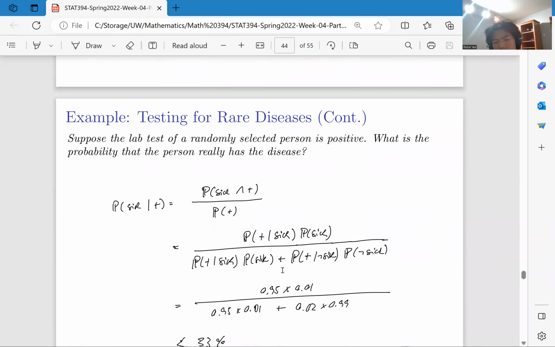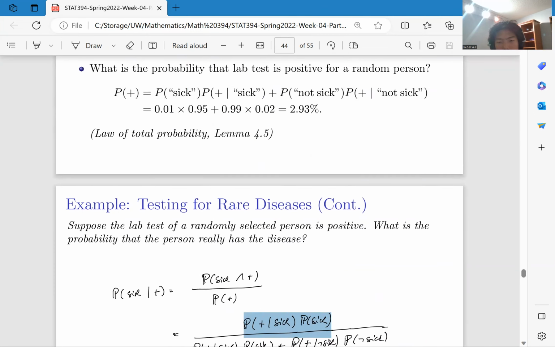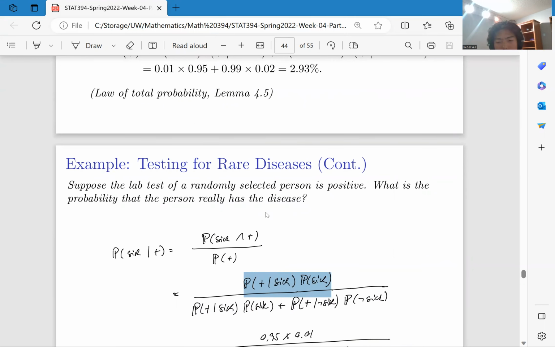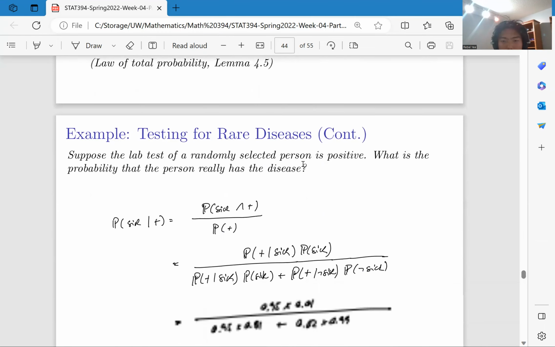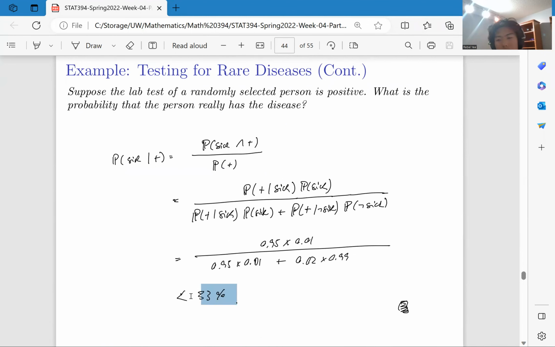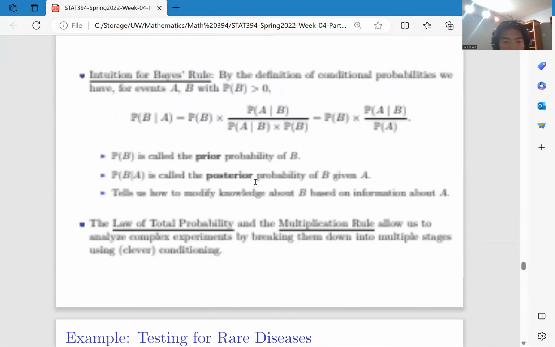So what does this mean? We already calculated this term before: positive given sick times probability of sick. This is exactly positive and sick at the same time. It's 0.01 times 0.95, and the denominator is 2.93. So this result will be less than 33%. I think this example illustrates Bayes' law, the Bayes rule, wonderfully.